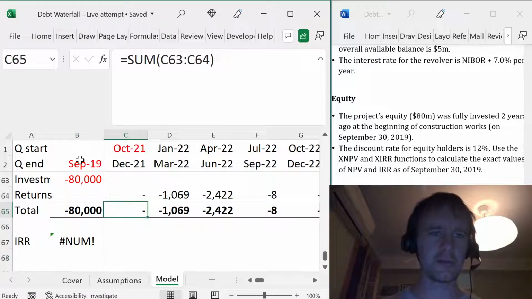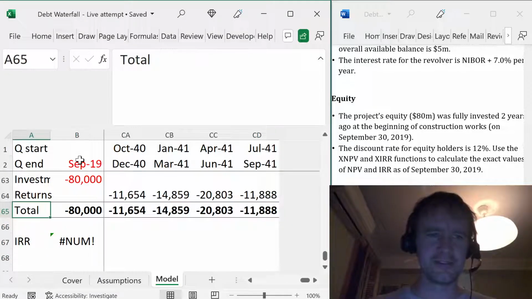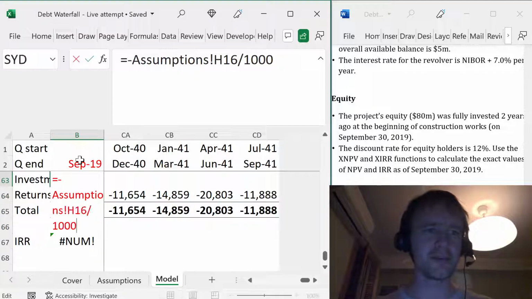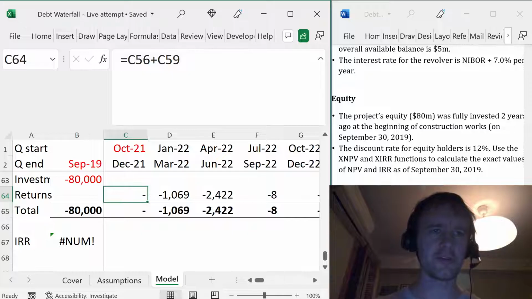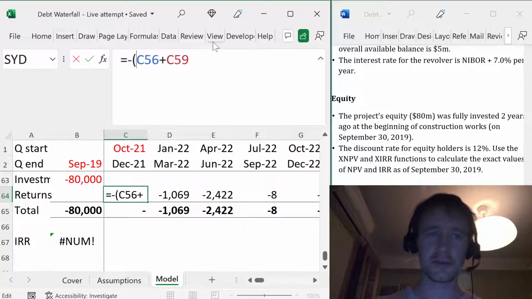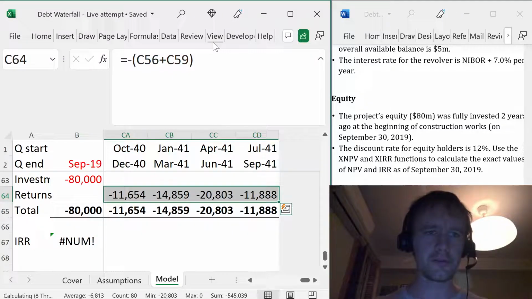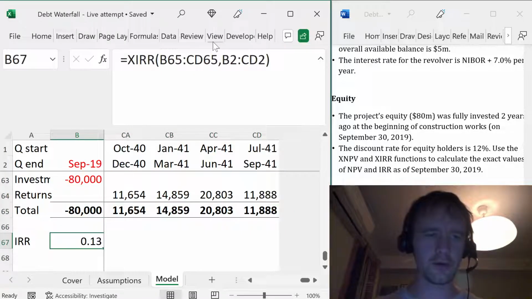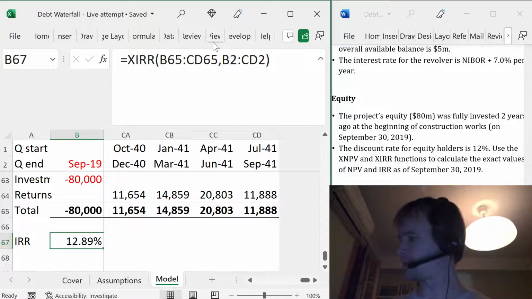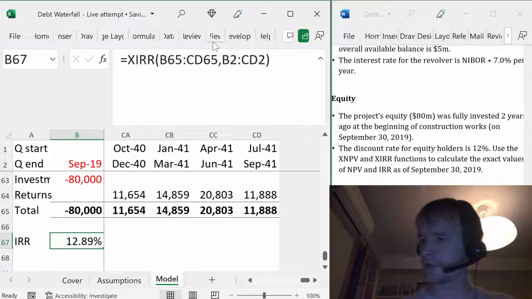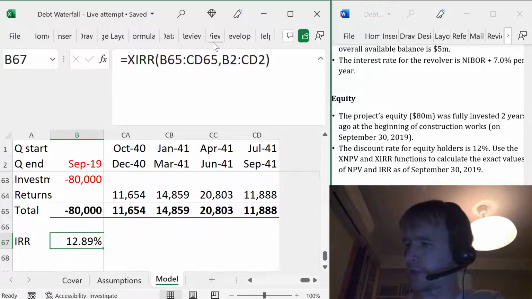Oh, that's terrible. That's really bad. Oh, sorry. Yeah, that's because I made that minus 80. So yes, I've got to be consistent with my sign conventions, otherwise there is no IRR. So fill that across. Ho ho, that looks good. 12.89%, hooray.